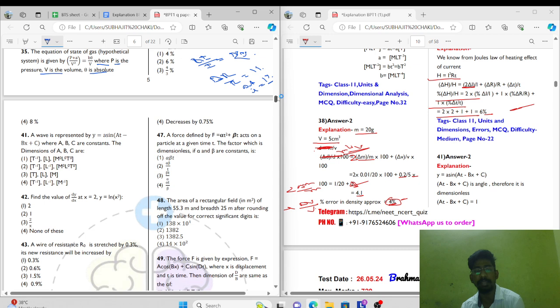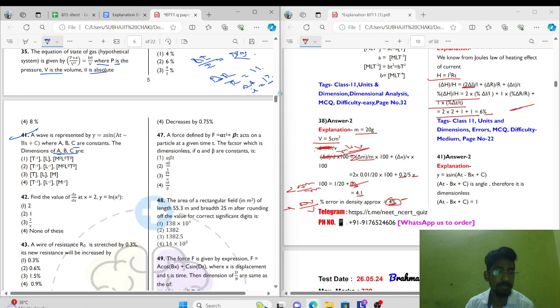A wave represented by y equals A sine of (AT plus BX plus C), where A, B, C are constants. You have to calculate the dimension of A, B, C. Y is nothing but the displacement, that is the dimension of L. And AT plus BX plus C is a dimensionless quantity. That means the dimension of A will be T minus 1, right? Dimension of B will be L minus 1, since X is the displacement. And C has no dimension, M0 L0 T0. So T minus 1, L minus 1, L0. That means option number 2 is the correct one.